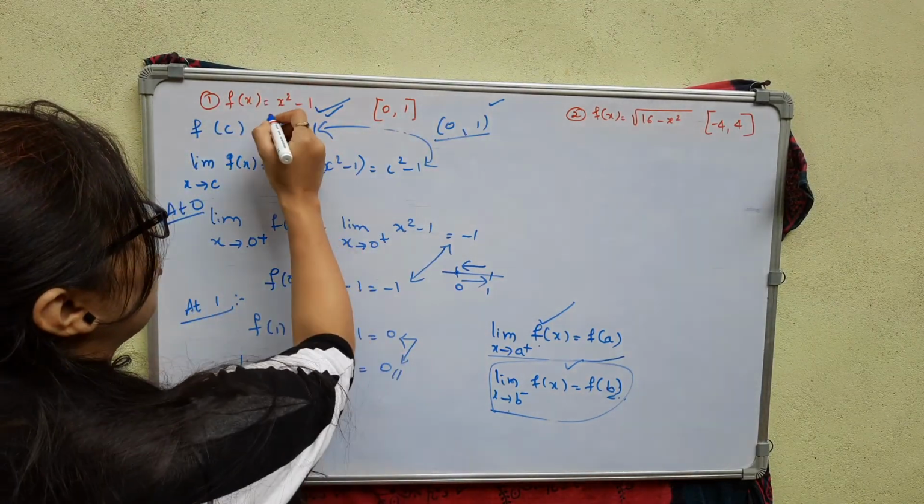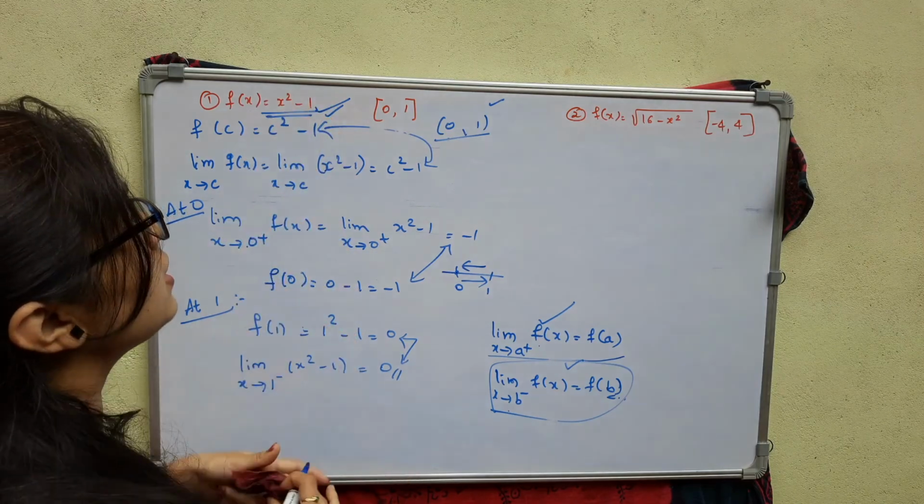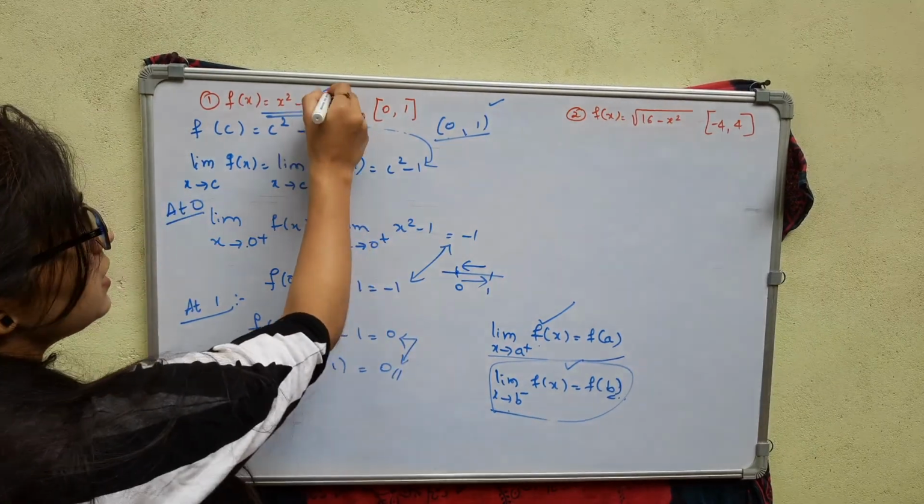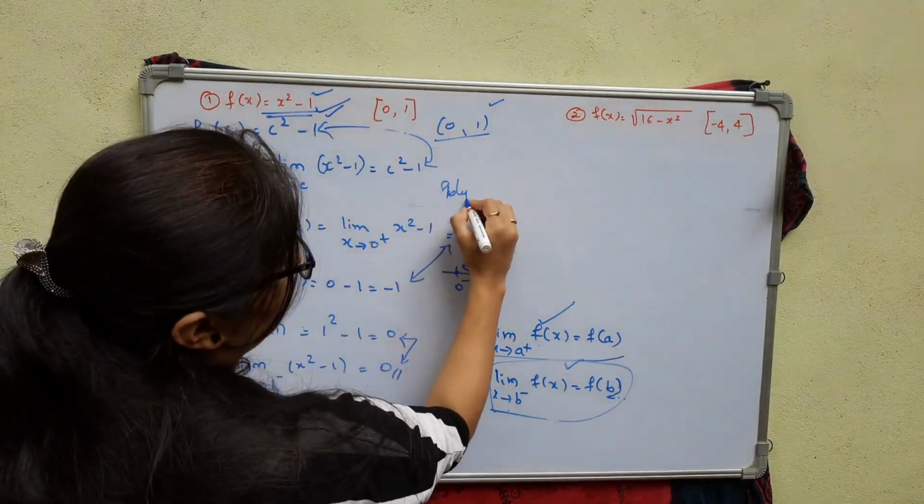Just from my previous videos, by saying this is x square minus 1, you can say this function is continuous everywhere because this is a polynomial function.